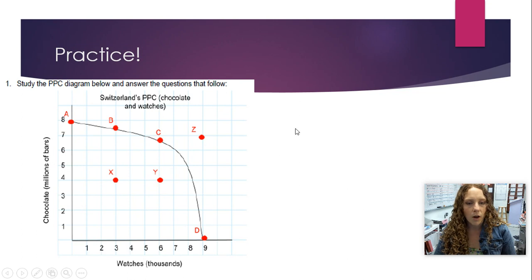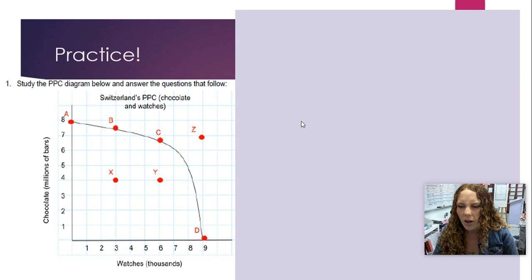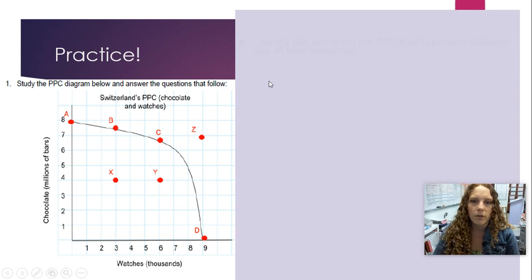They can produce chocolate or watches. And it's always fun to see what kind of examples people come up with, because they always make it crazy, like two things that they can produce, like shovels and marshmallows or something weird like that.